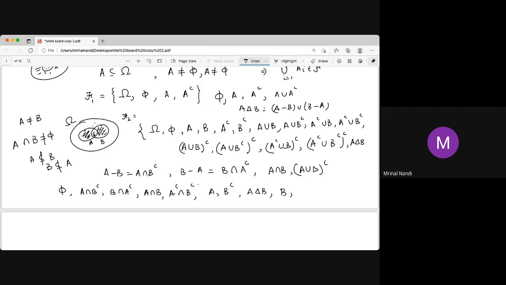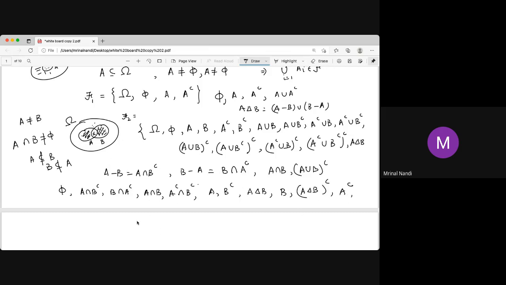And next this one, B. This is B. This is right. This is A delta B complement. A delta B complement. The last one is A complement. So we have 6 subsets taking 2 atoms at a time.